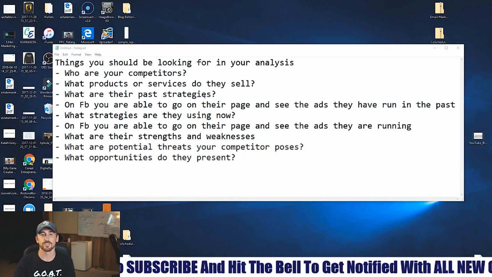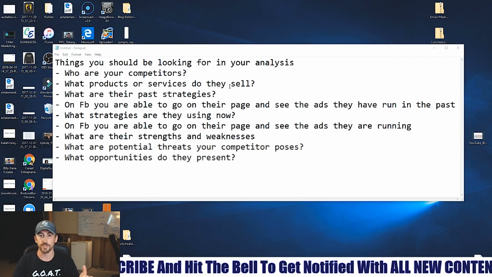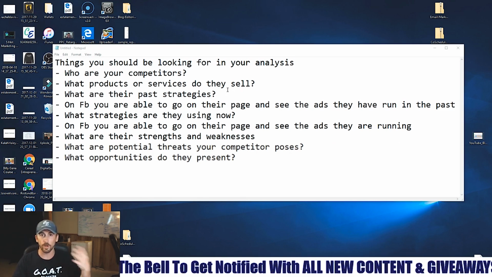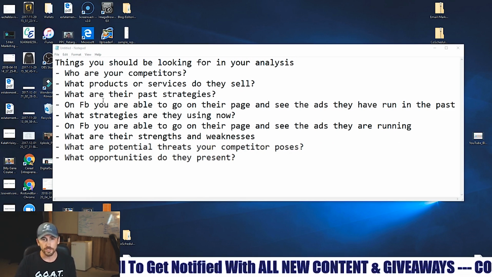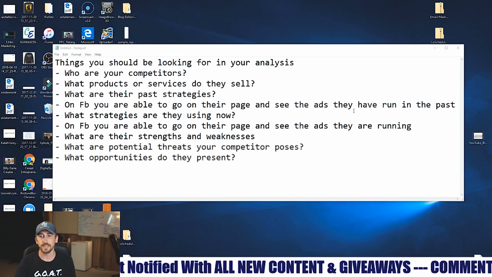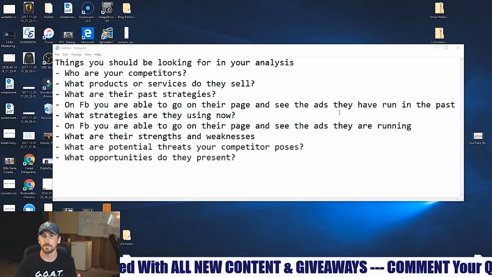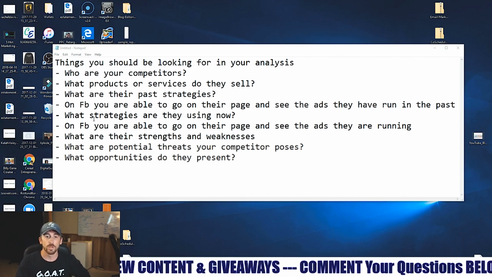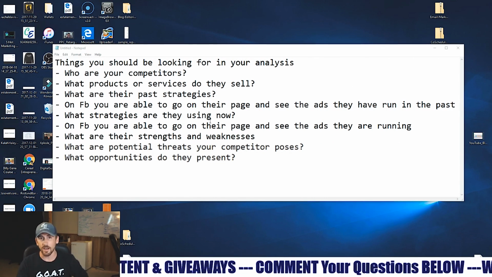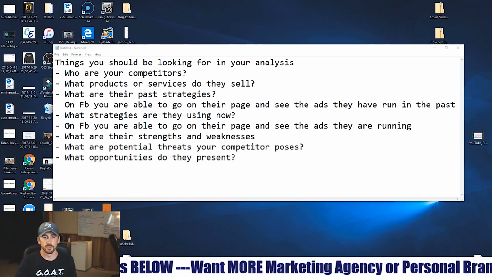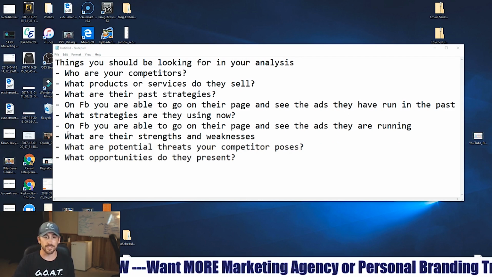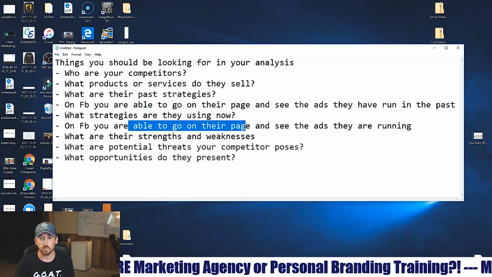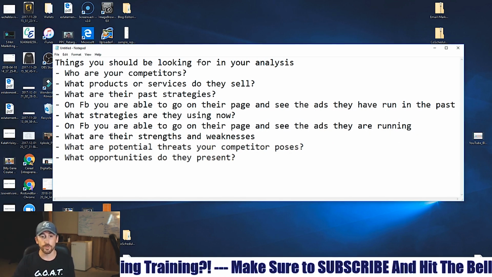What are their past strategies as far as approaching potential customers, marketing, getting the word out, spreading awareness about their product or service, right? On Facebook, are you able to go to their page and see the ads that they've run in the past? They actually have that option now in info and ads on that left-hand column. You can actually see a lot of the businesses now. What strategies are they using now, right? What's actually working now? So a second ago, we looked at what ads have they run in the past. Right now, we want to look at, okay, are they currently running ads and do they seem to be working for them now?